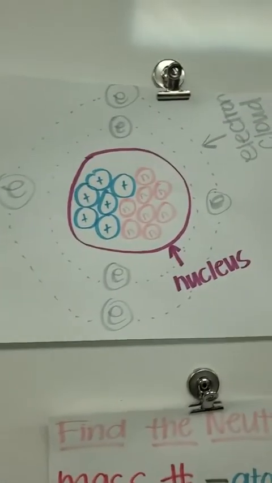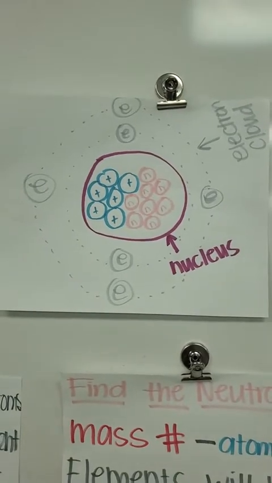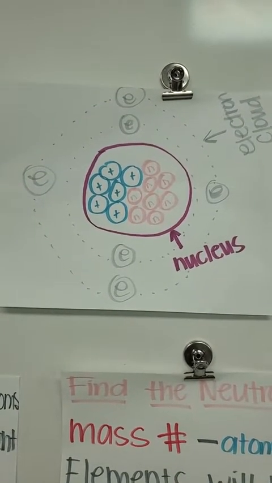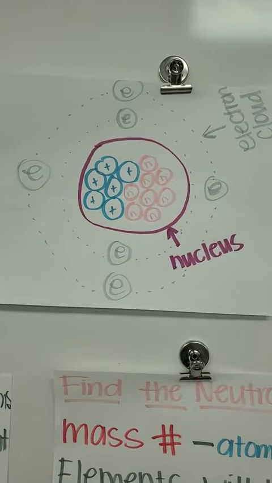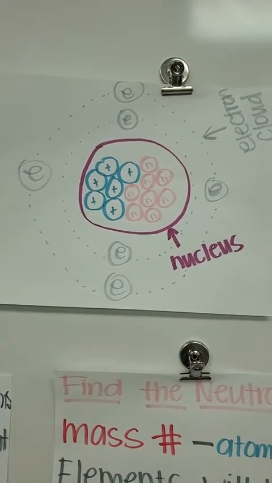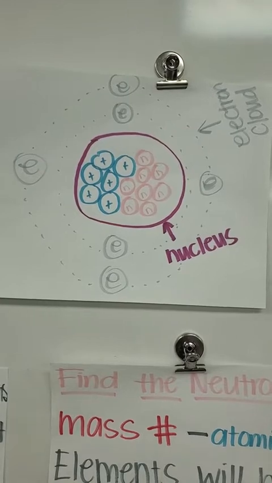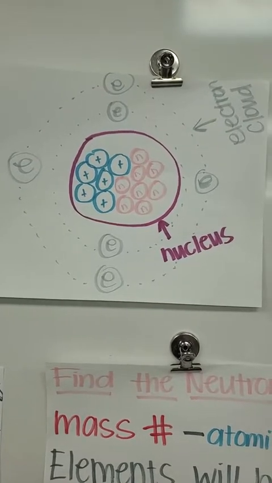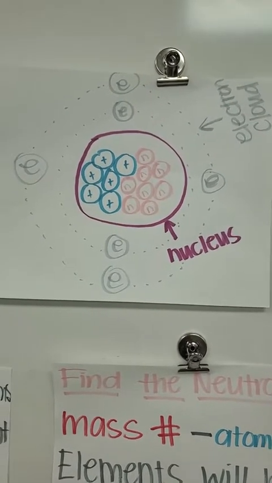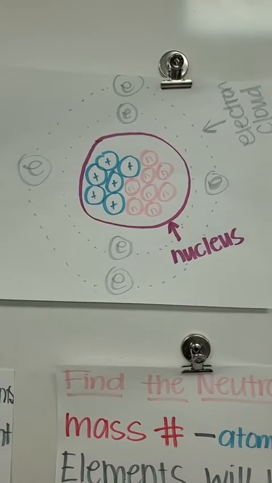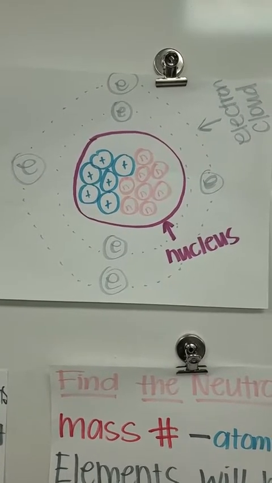So, your atoms are going to generally look something like this. In your nucleus, you're going to have your protons and your neutrons. This is where the mass of your atom comes from. Out in the electron cloud is where we have the electrons. The electron cloud is sometimes also referred to as the orbitals.